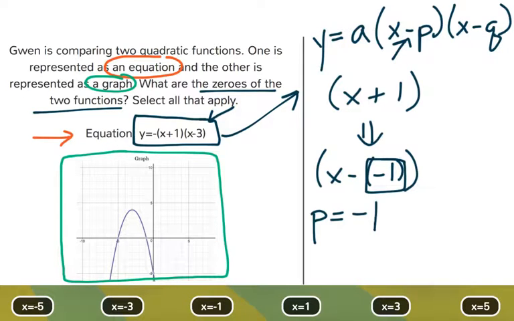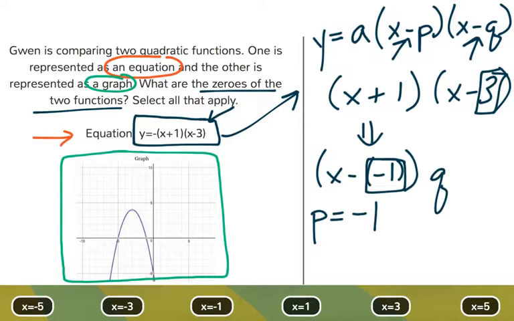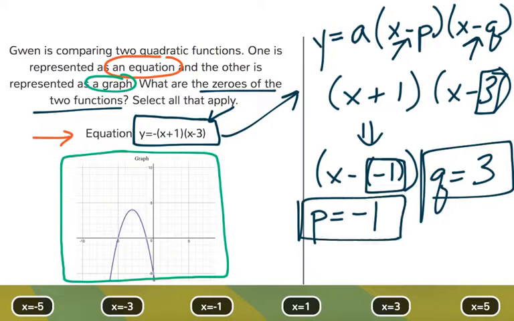Okay, and then for the q, that one's a little easier since it's already in x minus form. It's just the 3 here. So q equals positive 3. Those are my two intercepts or zeros of my equation.